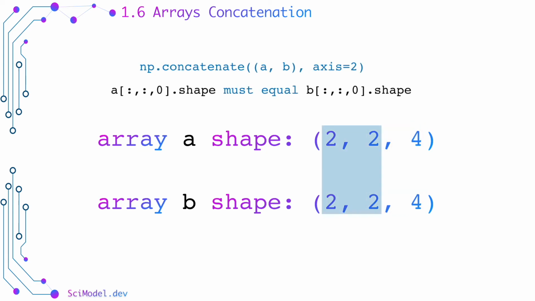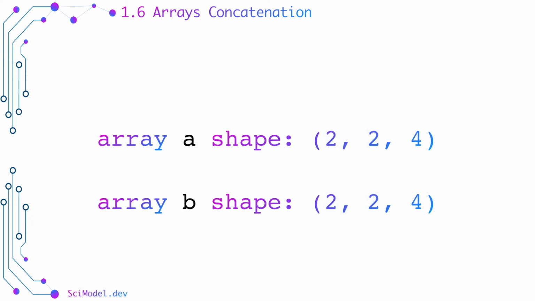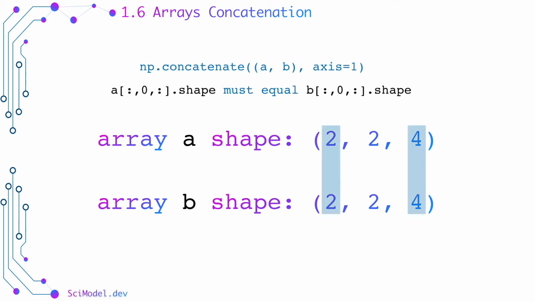Similarly, if you concatenate two arrays along axis 2, then the length in axis 0 in both arrays A and B must be equal, and the length in axis 1 in both arrays A and B must also be equal. Similarly, if you concatenate two arrays along axis 1, then the length in axis 0 in both arrays A and B must be equal, and the length in axis 2 in both arrays A and B must also be equal.